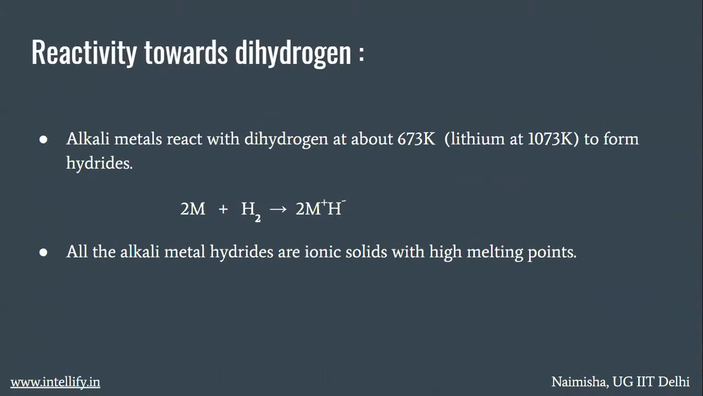Reactivity towards dihydrogen. Alkali metals react with dihydrogen at about 673 Kelvin to form hydrides. The general formula for alkali metal hydrides is MH, where M represents alkali metals. All the alkali metal hydrides are ionic solids with high melting points.